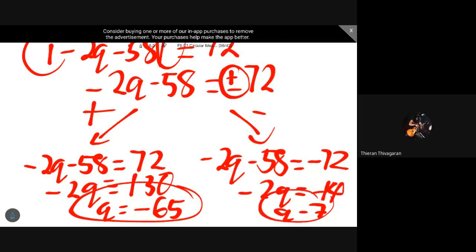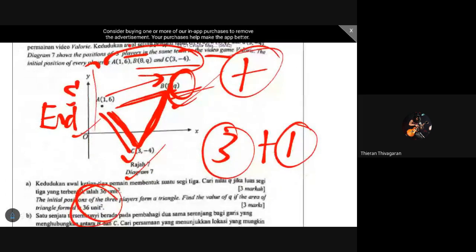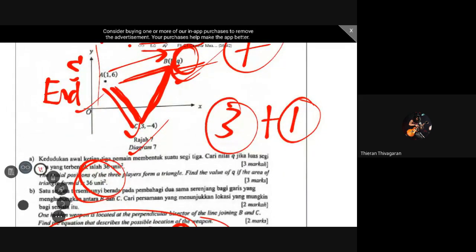So macam mana kamu decide? How do you decide your answer is correct or not? Refer back to the diagram. Mana letak coordinate Q kamu? Coordinate Q kamu sebenarnya adalah nilai positif sebab terletak di atas paksi Y. It's located above Y axis. Means it has to be a positive value. Nilai negatif kena ditolak. Rejected. Okay, can you understand guys? Question A, boleh faham? Cara untuk dapat 3 markah ni. Okay, good.